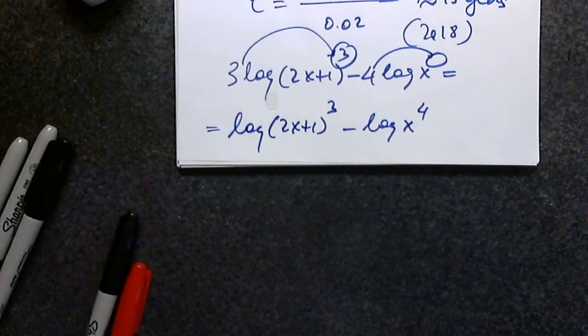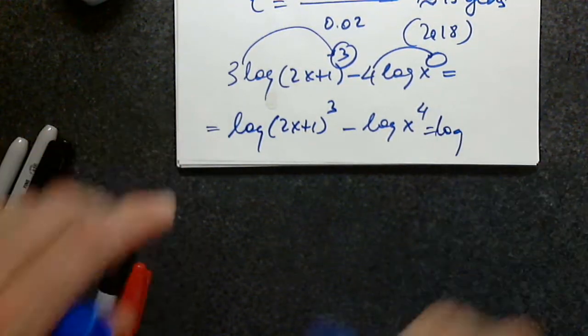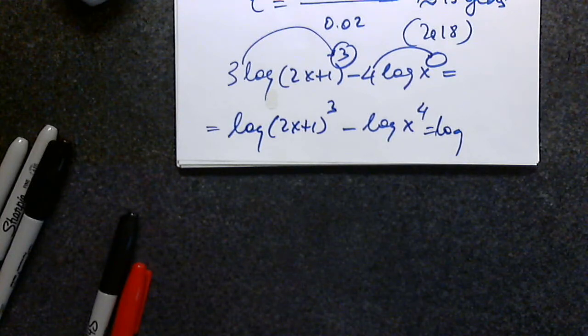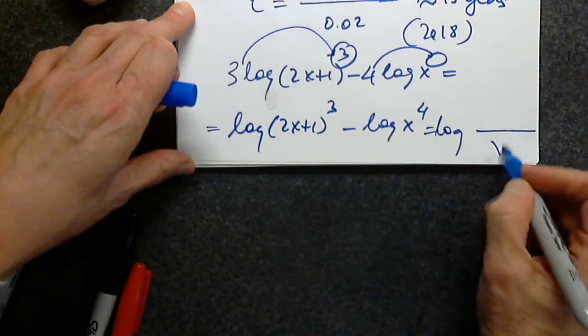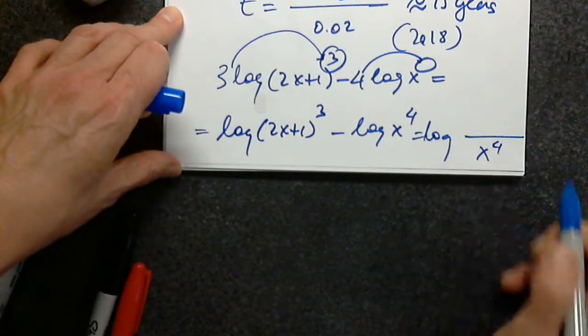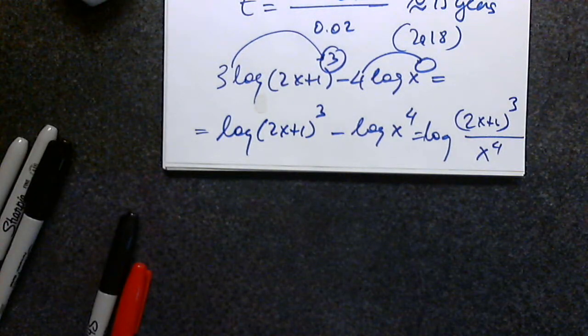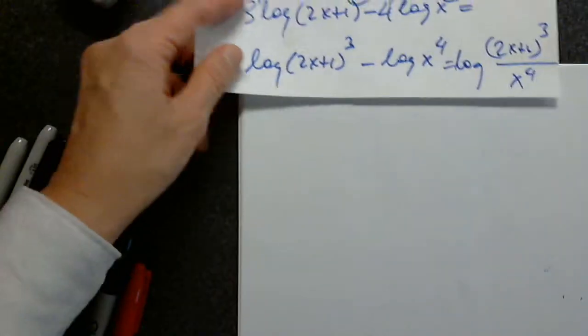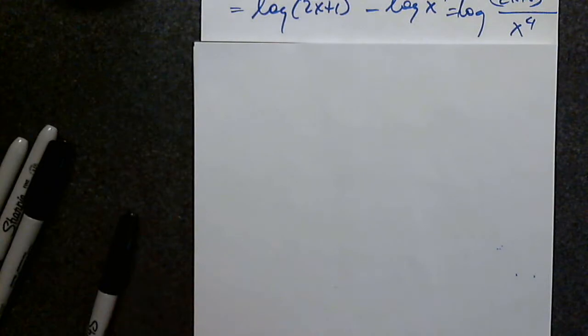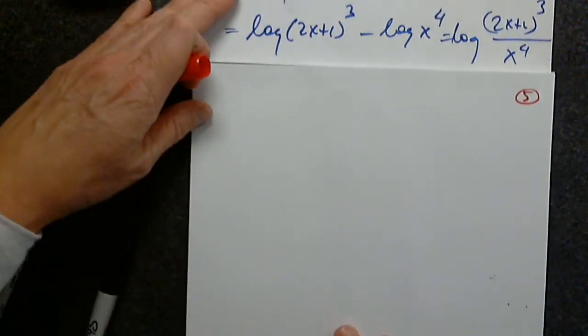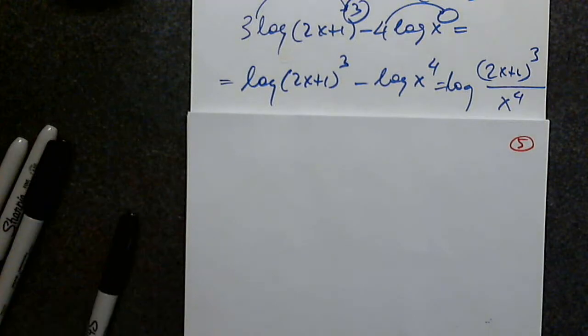Remember, the number in front of a log is nothing else but the power of the expression that we apply log to. And now this is a final step. Log of what? 2x plus 1 cubed over x to the 4th. Exactly, because it has negative, the quantity must be coming from the denominator. So this is 2x plus 1 to the 3rd. Very good. That's it. Is this okay? That was all. Good. Next question.